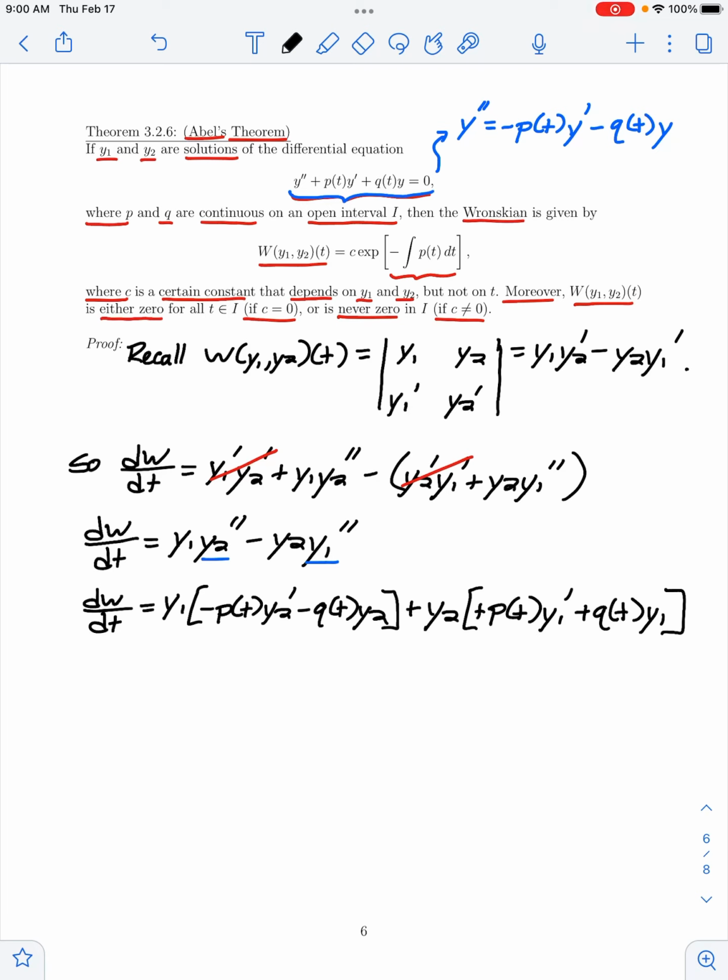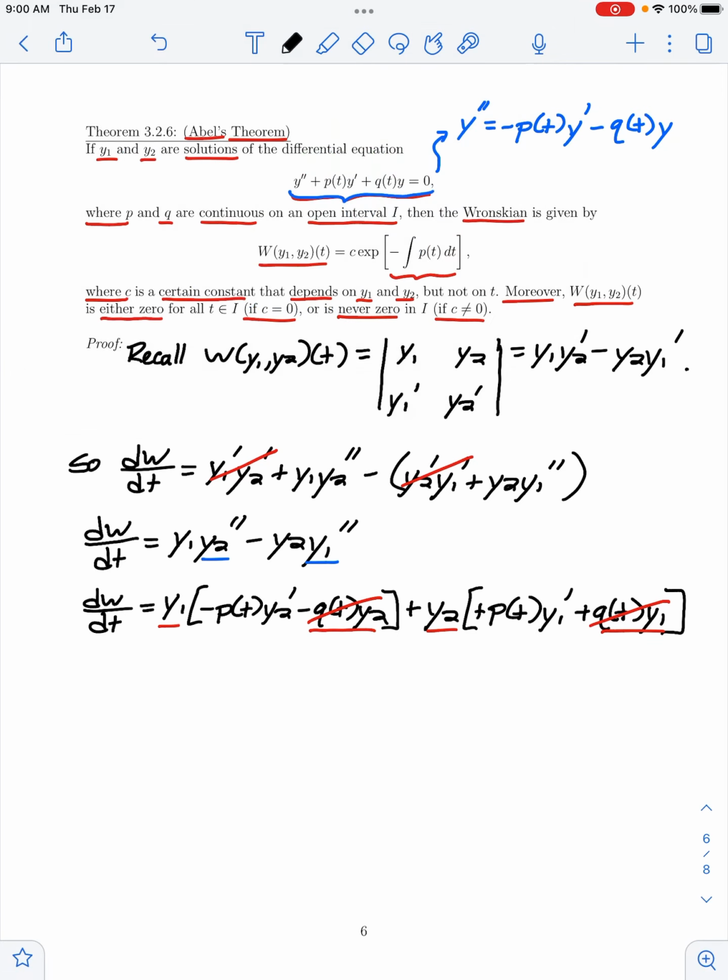And then we see a couple of other terms are going to cancel here. In particular, the y1 times y2 minus q of t and the y1 times y2 plus q of t terms cancel.